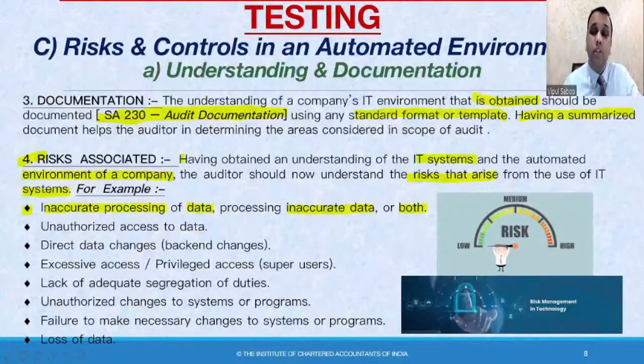If I say what is 3 plus 2, it could say 6. I haven't asked what is 3 multiplied by 2. I've asked what is 3 plus 2. It should have been 5, but it is inaccurately processing the data. It says 3 plus 2 is 6. So this could be the risk.